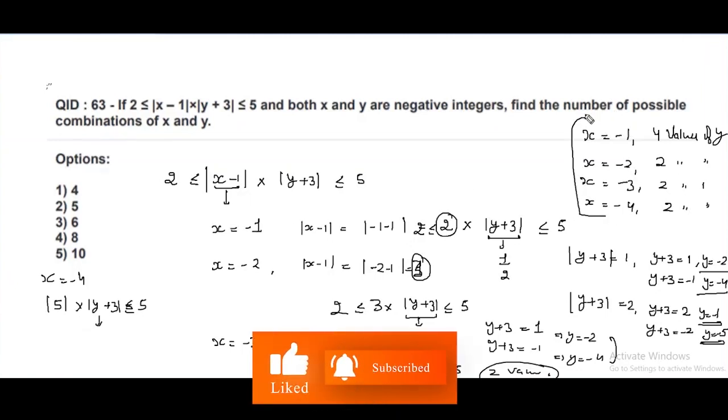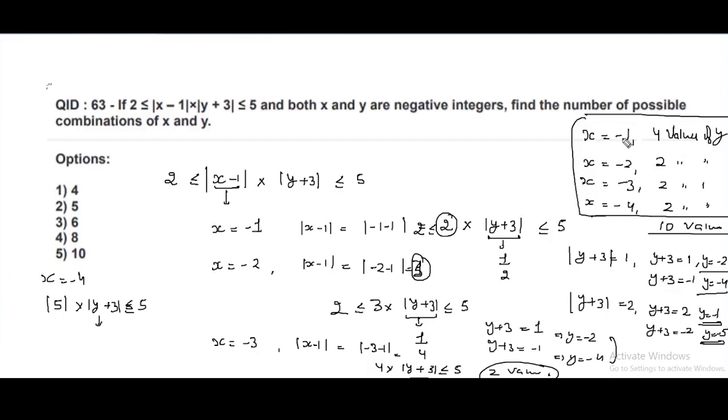That is not possible. So total possible values are coming out to be 10. So 4 values, 2 values, 2 values and 2 values. So total values are coming out to be 10. That is the correct answer. The combination of x and y is with minus 1, 4 values, with minus 2, 2 values. So 10 possible combinations of x and y.